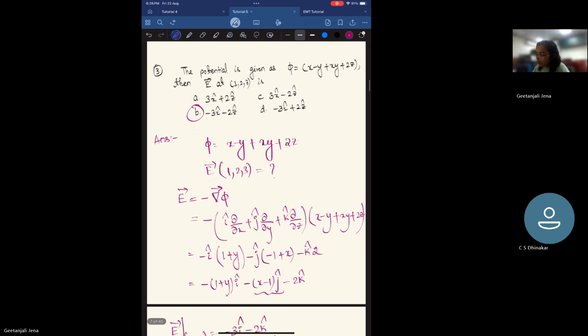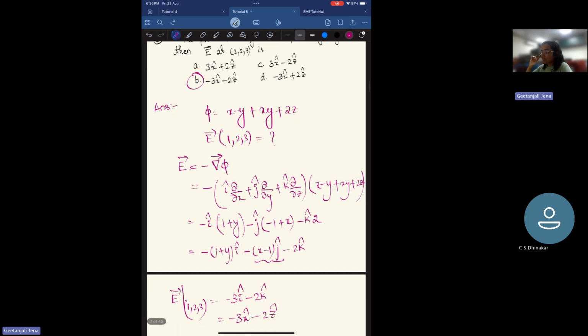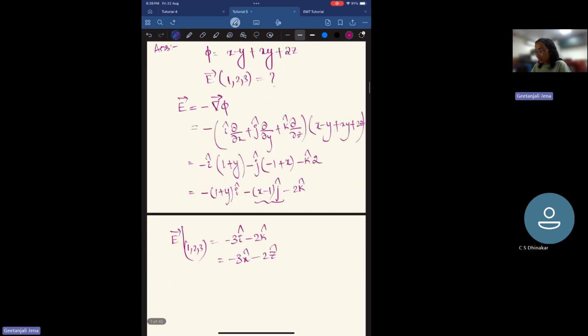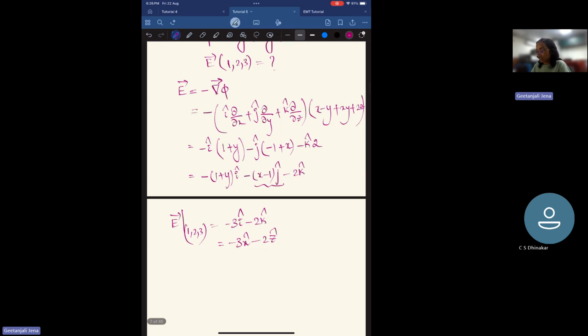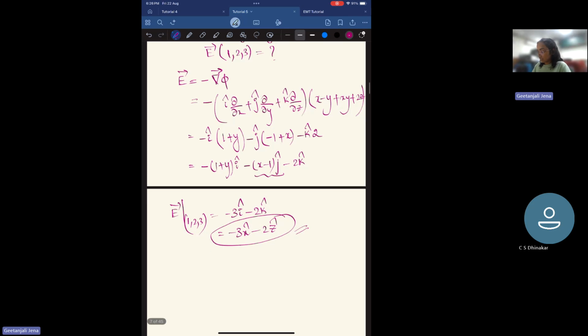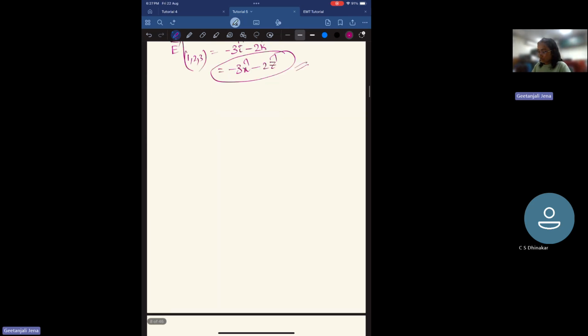Whenever this type of problem is given, first differentiate the potential. Don't put the values of x, y, z in the function first. First calculate the general expression of the electric field. Then after getting the expression, you can put in the final coordinates you are looking for to find the electric field at that point. I hope this problem is clear. Let us move to our next problem.